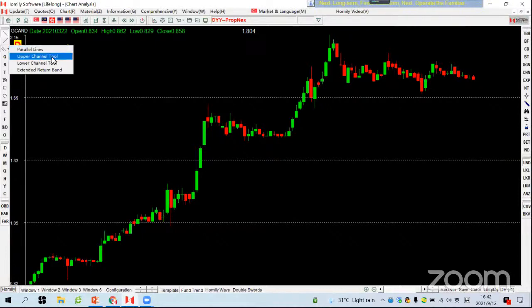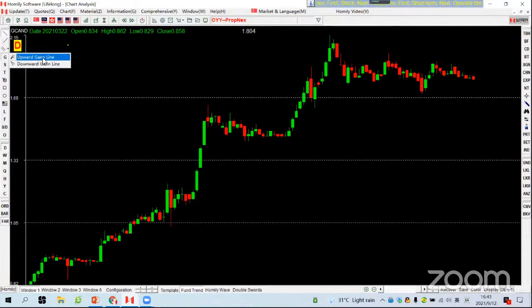It is the parallel line, and then you can use the upper channel tool to draw parallel lines. The upper channel tool is for an uptrend. The lower channel tool is for a downtrend. With these tools the software draws the channel line for you. Later, I will show you how to use these two buttons. Then the extended return band can also draw channel lines. Then next is the gun line.